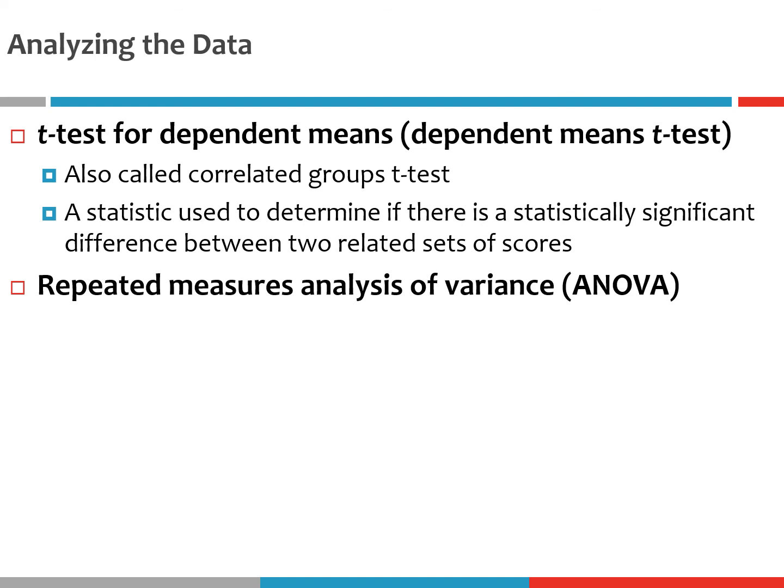If you have more than 2 groups, then you have what's called a repeated measures analysis of variance. This is kind of like the ANOVA we did last time, the one-way ANOVA, when you had more than 2 groups and you had between subjects. If you have within subjects and more than 2 groups, you're going to do repeated measures ANOVA.